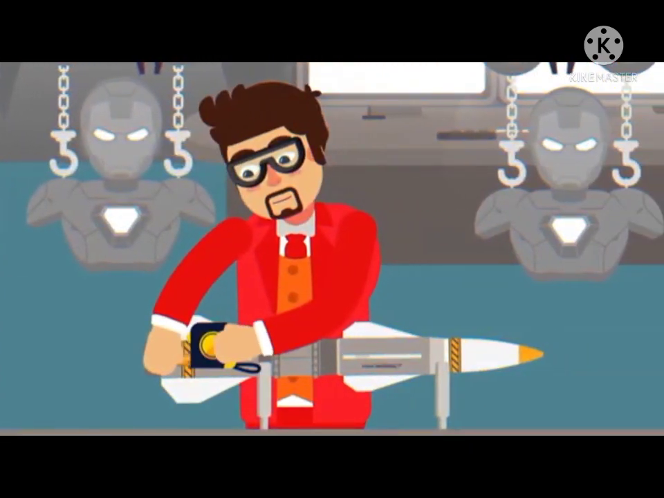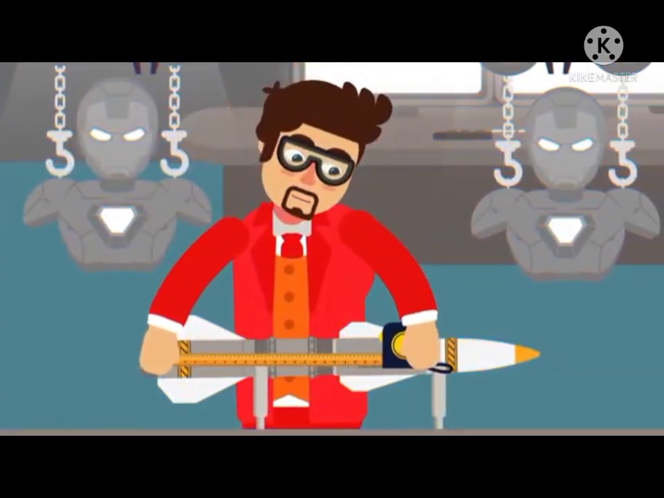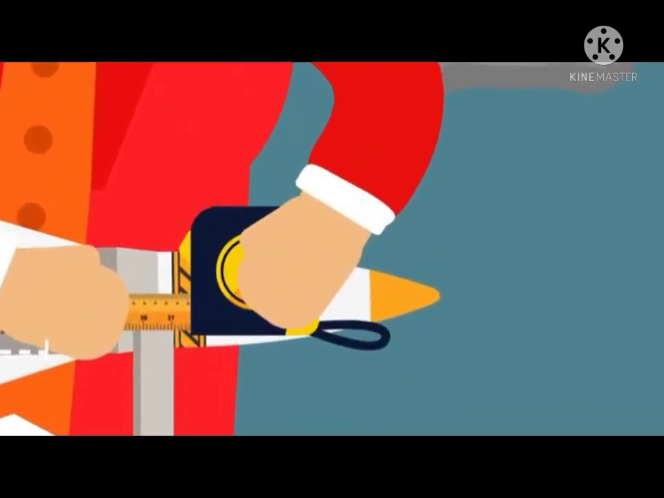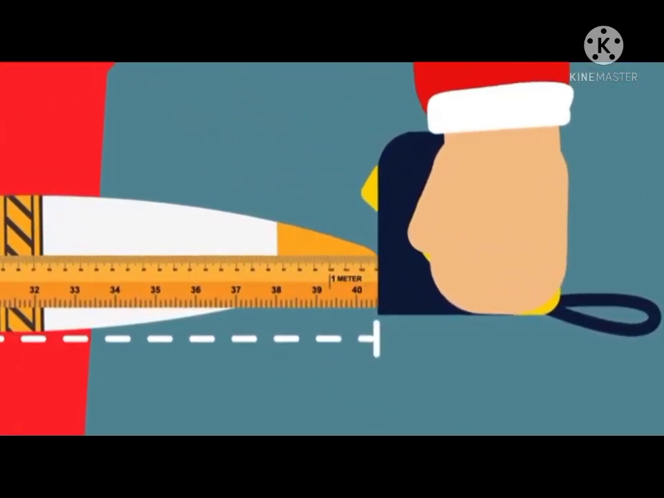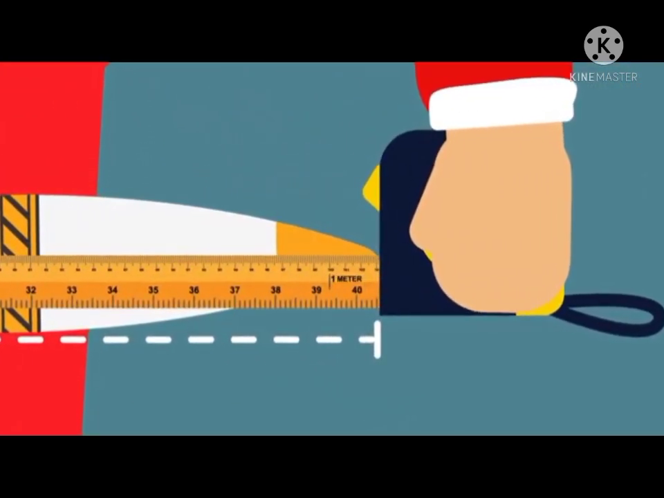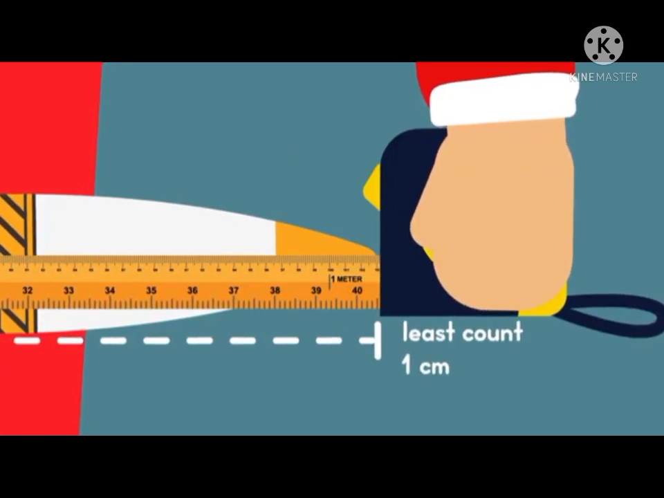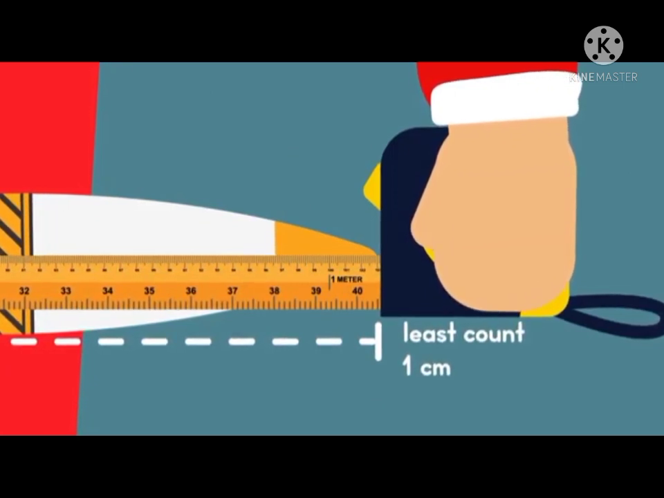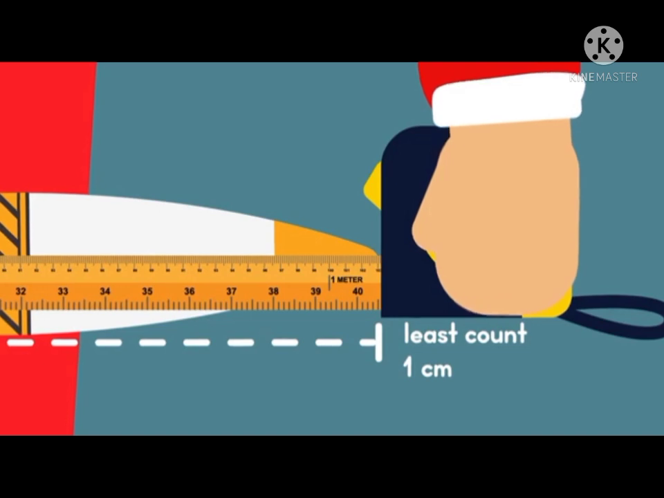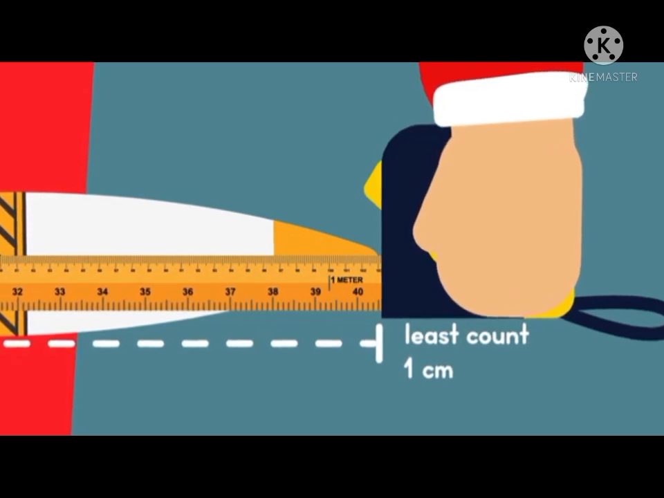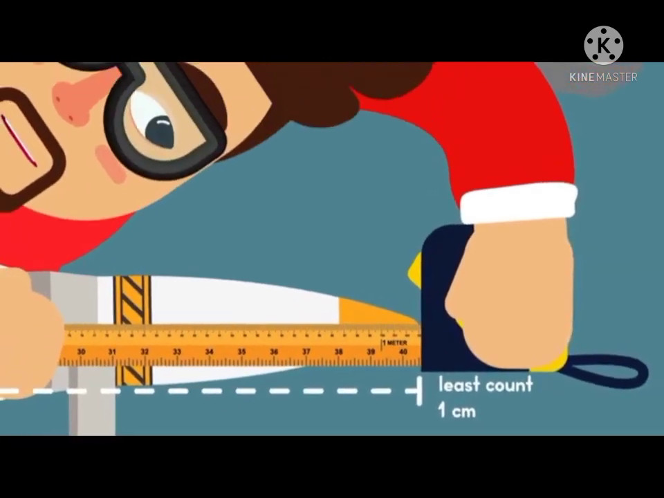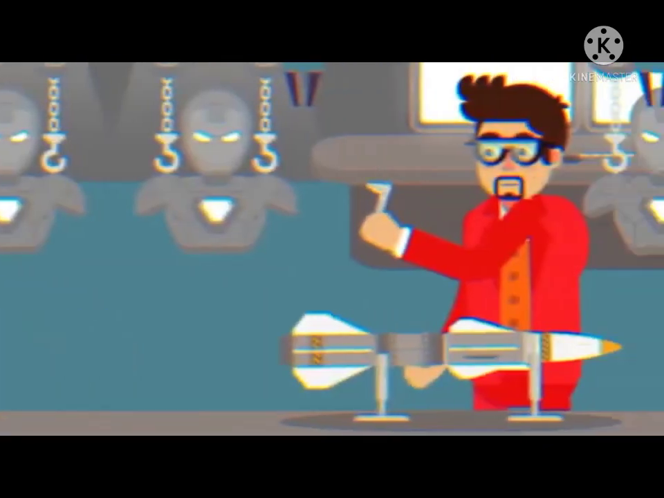Measuring tape. It is used by carpenters and builders to measure a greater length, usually in meter, centimeter, and inches. This means 1 centimeter is the least count of a measuring tape. The same as in a meter rule, to measure accurately using a measuring tape, we must keep our eyes directly above the reading point. Vernier caliper.